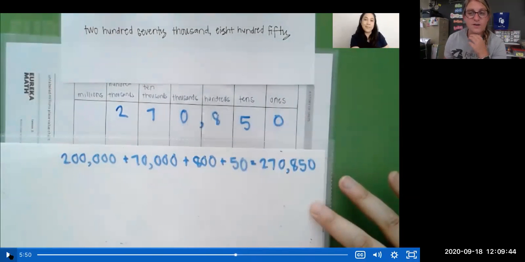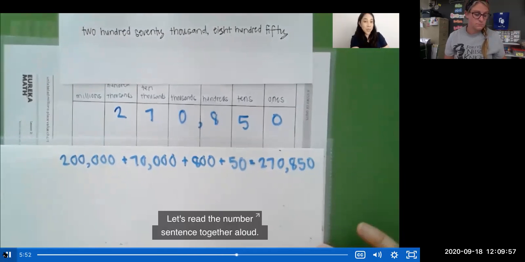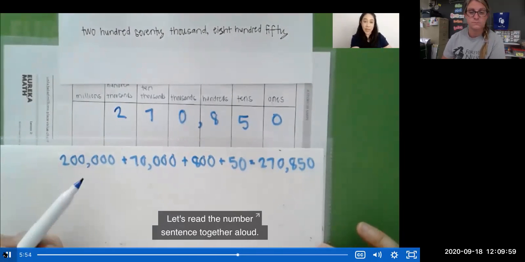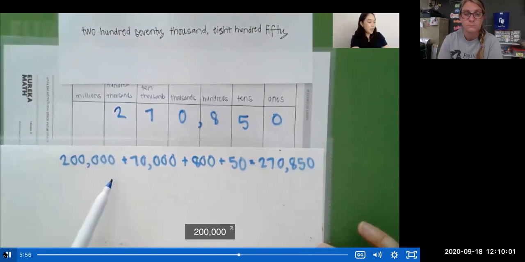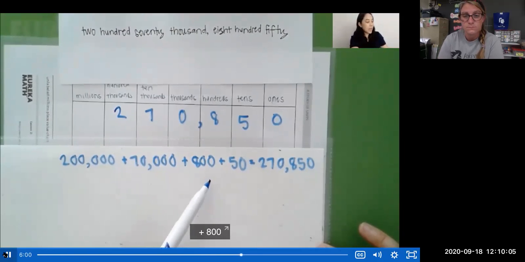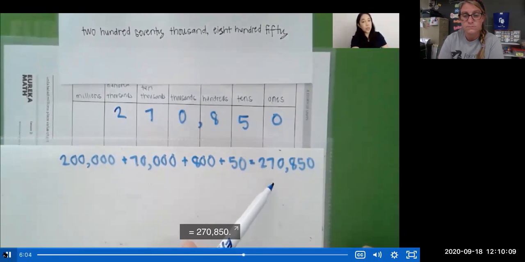When she writes out her expanded form, notice that when we have a 0, she does not add in her 0. She takes each place value, and if there's a 0, she leaves it blank. Let's read the number sentence together aloud. 200,000 plus 70,000 plus 800 plus 50 equals 270,850.